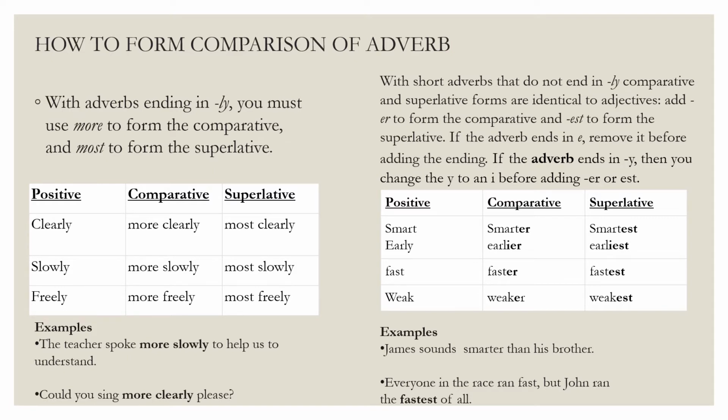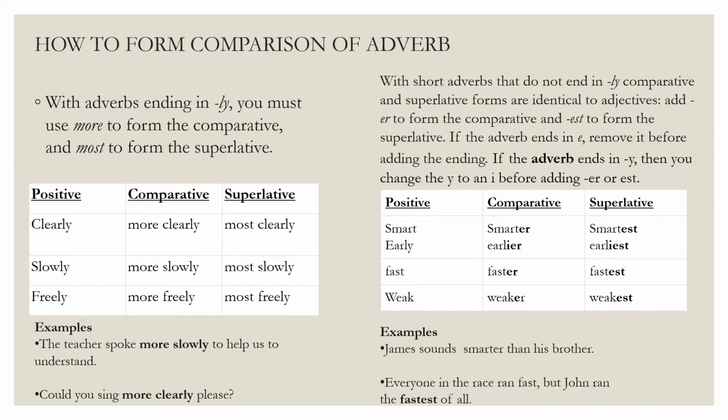Now let's see the examples in sentences. You see, the teacher spoke more slowly to help us to understand. You can see how you can use that in sentences. Could you sing more clearly, please? All right, I hope you're following. All right, let's move on now to the second rule.